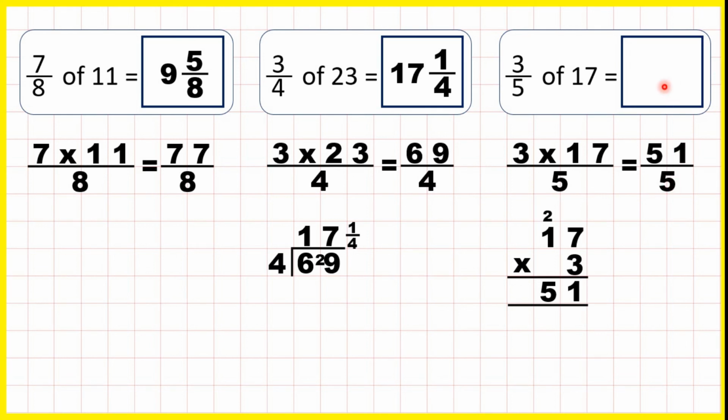So to change that back into a mixed number, we need to divide. 51 divided by 5 is 10 remainder 1. So 10 is our whole number, 1 is our numerator, and the denominator stays the same. So our answer is 10 and 1/5.